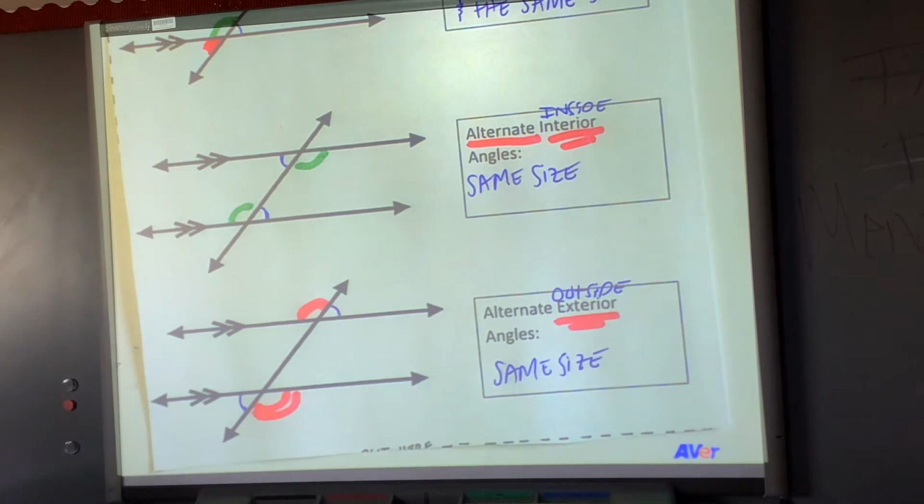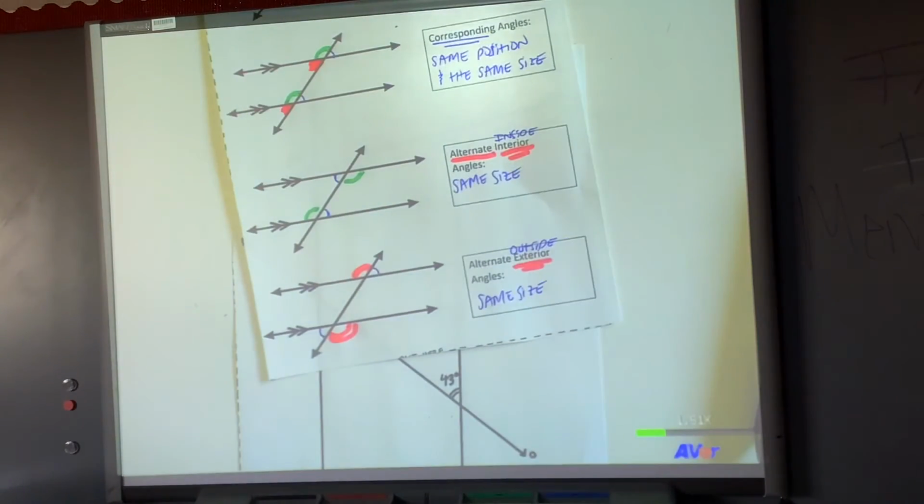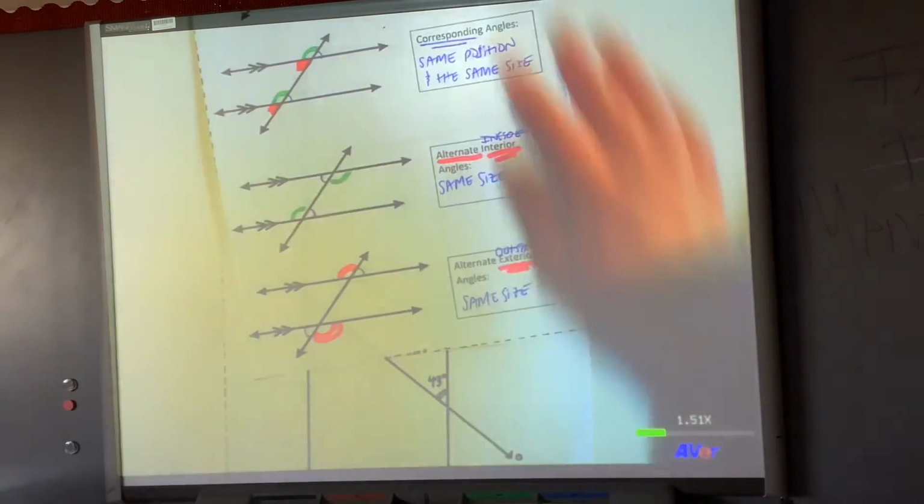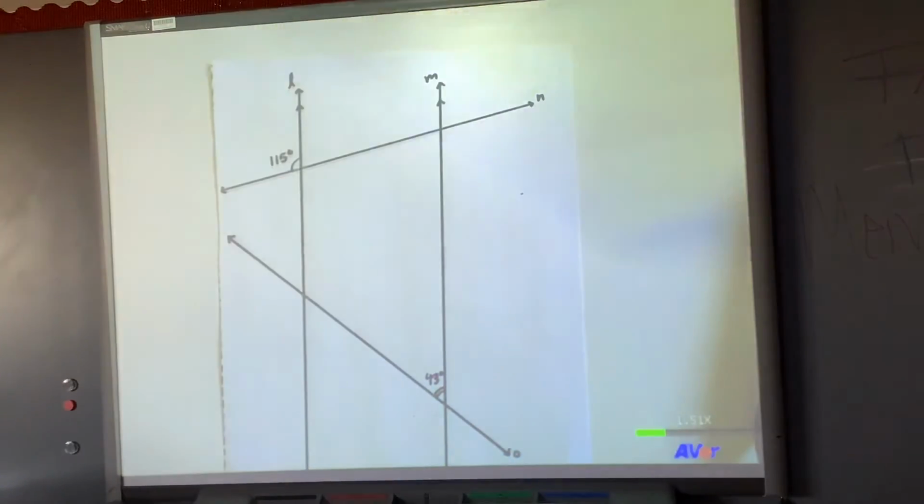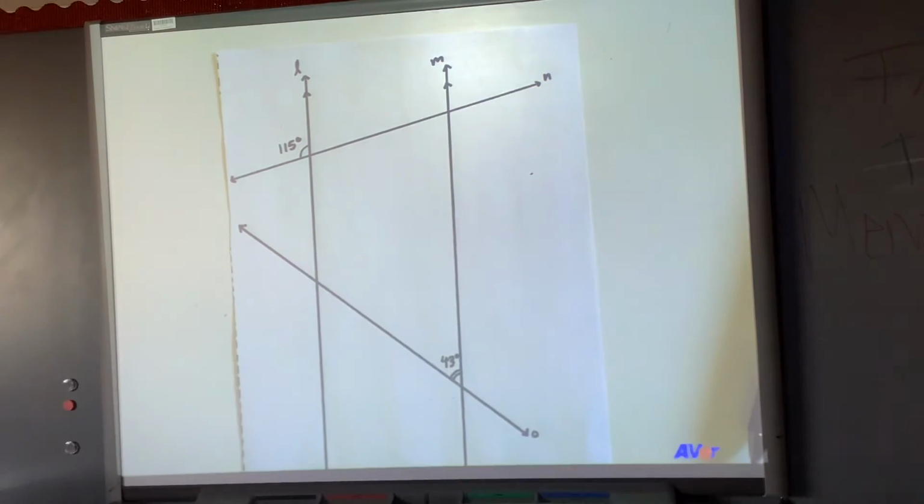All right, and for the final piece of your notes, you have example problems where you are actually going to find angle measures. I hope you can see that. Anyways, if you can't, you could pause the video at that point. So here are a couple examples.